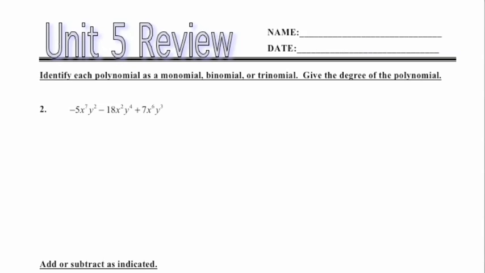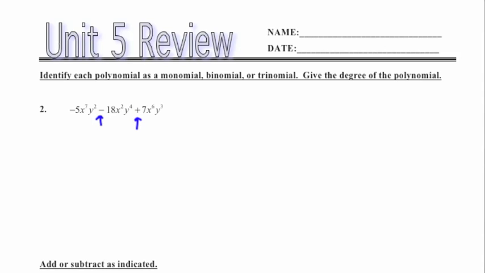So question 2, first thing I've got to figure out is how many terms are in this polynomial to determine whether it's a monomial, binomial, or trinomial. And remember, what separates the terms are addition and subtraction. So basically we have 2 points of separation here. We have a subtraction sign, an addition sign.